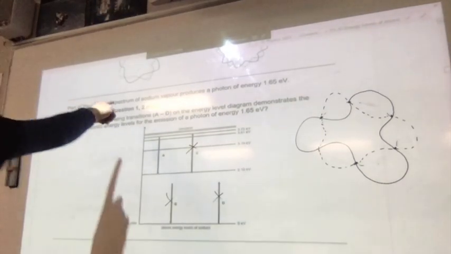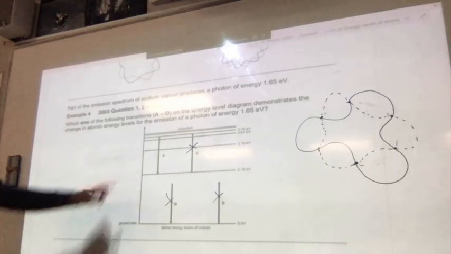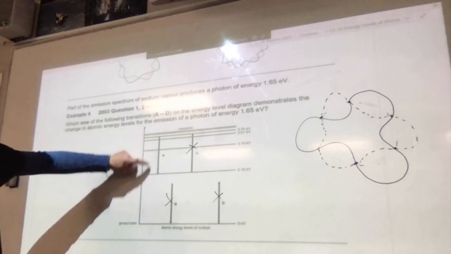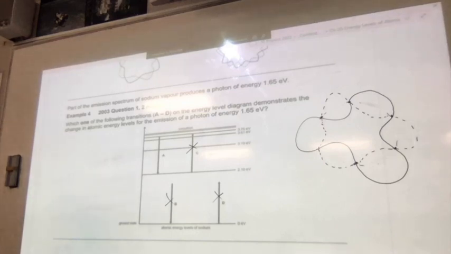Which one? Part of the emission spectra is shown. A sodium vapor balloon produces a photon of 1.65 electron volts. Which one of the following transitions on the diagram? So it's like the top. So it's like 3.6. Oh, no, no, 3.75. Yeah, 3.75 or 2.1. Yeah, you subtract them. That's all it is. You just subtract them.